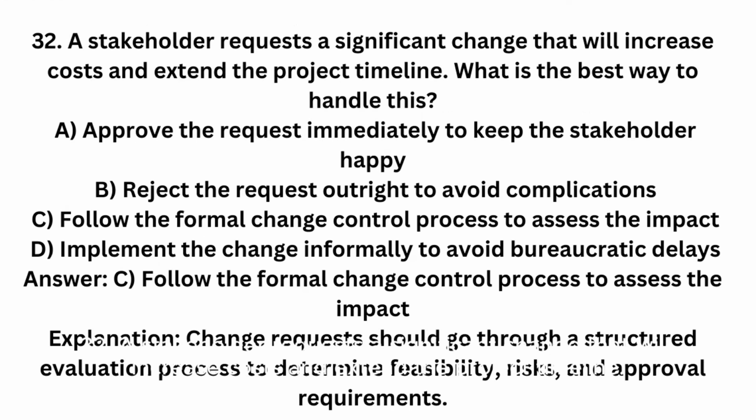32. A stakeholder requests a significant change that will increase costs and extend the project timeline. What is the best way to handle this? A. Approve the request immediately to keep the stakeholder happy. B. Reject the request outright to avoid complications. C. Follow the formal change control process to assess the impact. D. Implement the change informally to avoid bureaucratic delays.